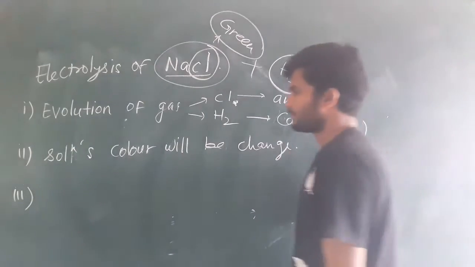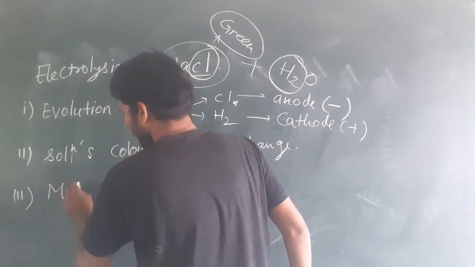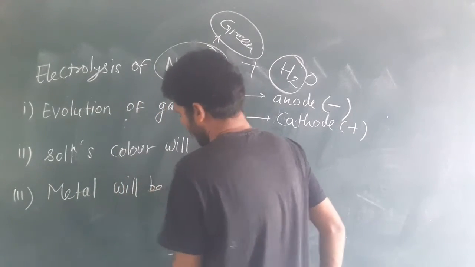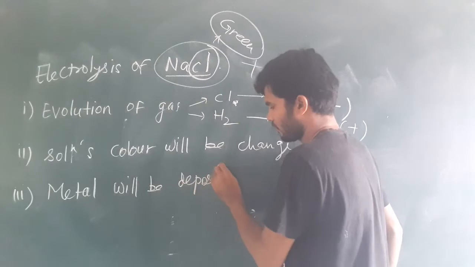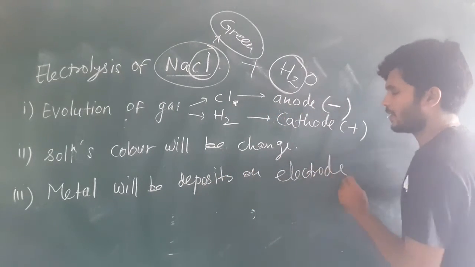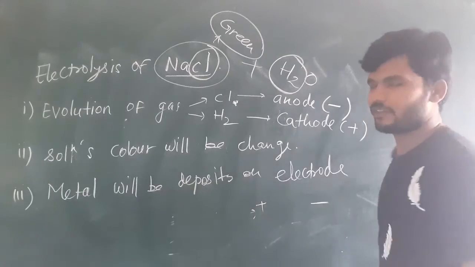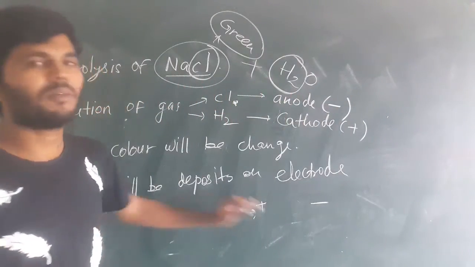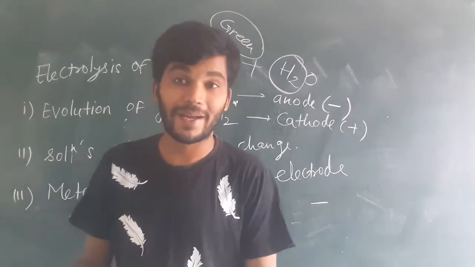And the third, metal will be deposited on the electrode. We have two electrodes, positive and negative, meaning the anode and cathode. On that electrode metal will be deposited. We will get the metal, right?